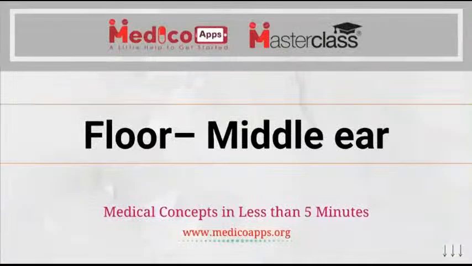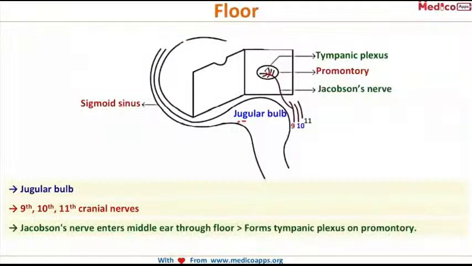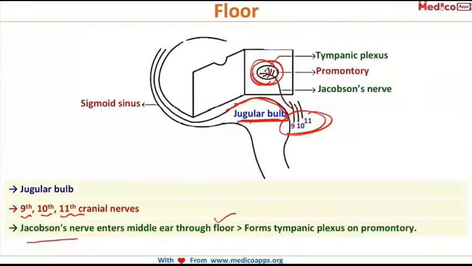Let's proceed to the floor of the middle ear. The important structure we are seeing here is the jugular bulb. The floor is mainly formed by the jugular bulb, and the cranial nerves 9, 10 and 11 pass through it. Jacobson's nerve enters the middle ear through the floor and forms the tympanic plexus. You can see here, this is the tympanic plexus on the promontory. This is formed by Jacobson's nerve, and this passes via the floor of the middle ear.